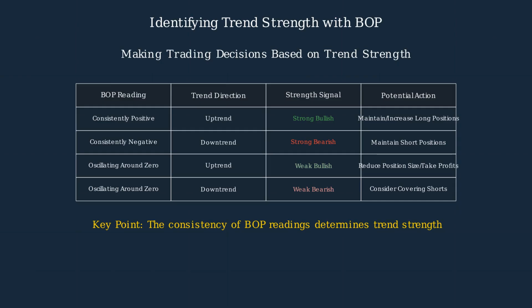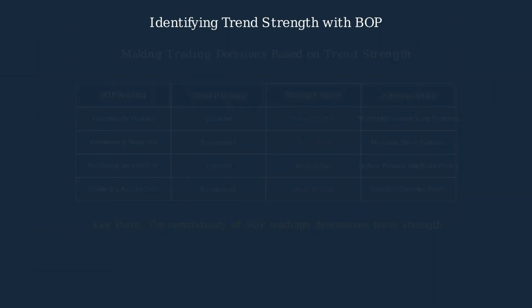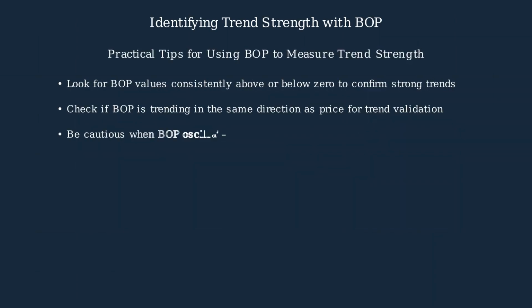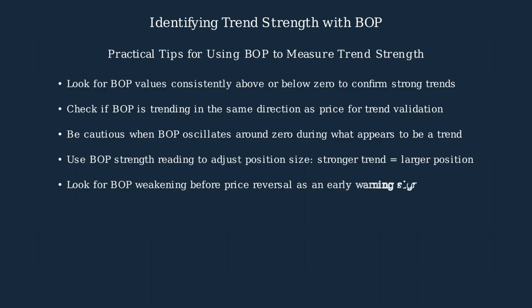This information is crucial for position sizing and determining when to enter or exit trades. Here are some practical tips for using the BOP indicator to assess trend strength. Look for BOP values consistently above or below zero to confirm strong trends. Check if BOP is trending in the same direction as price for trend validation.